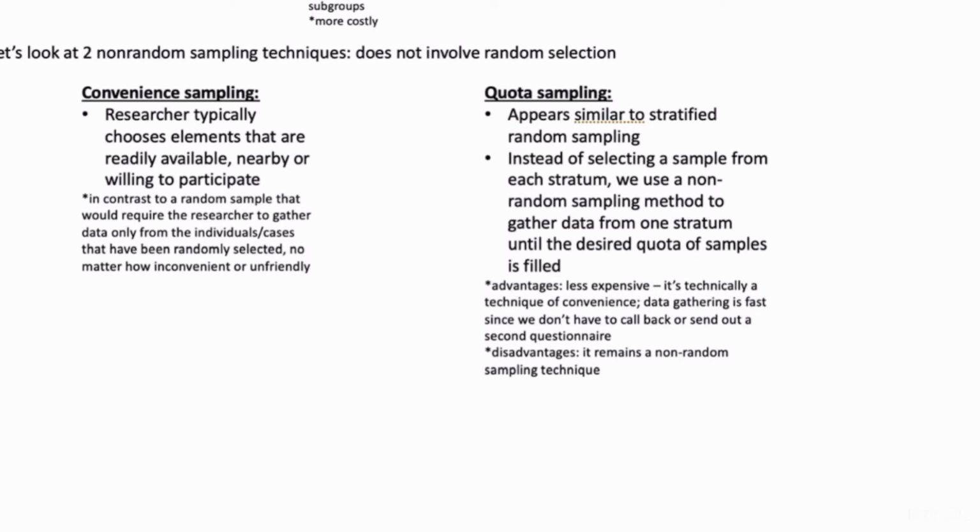The first one is convenience sampling. Convenience sampling is just that. It is convenient. A researcher typically chooses elements that are readily available nearby or willing to participate.